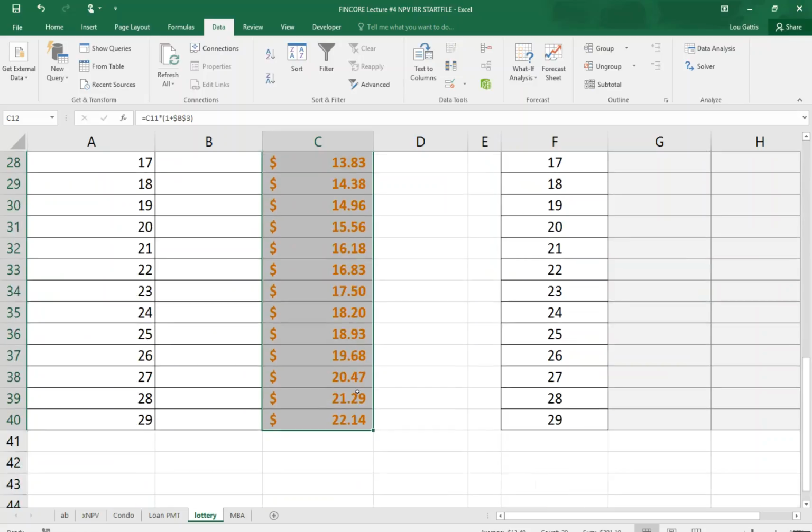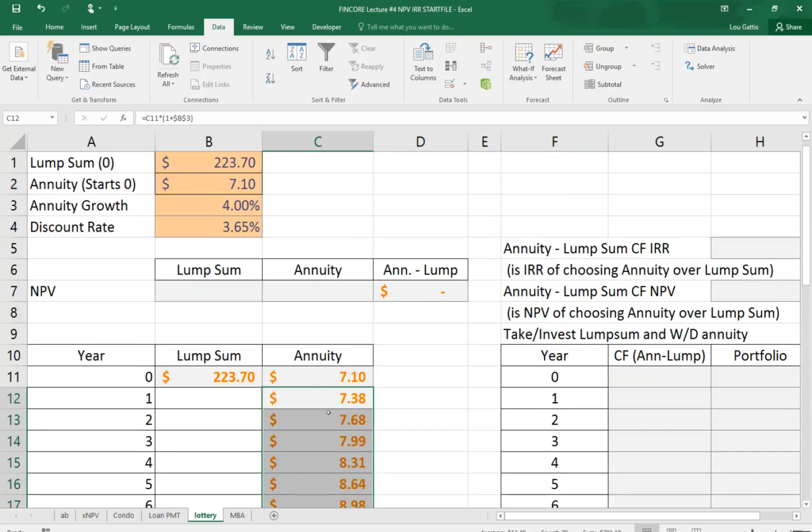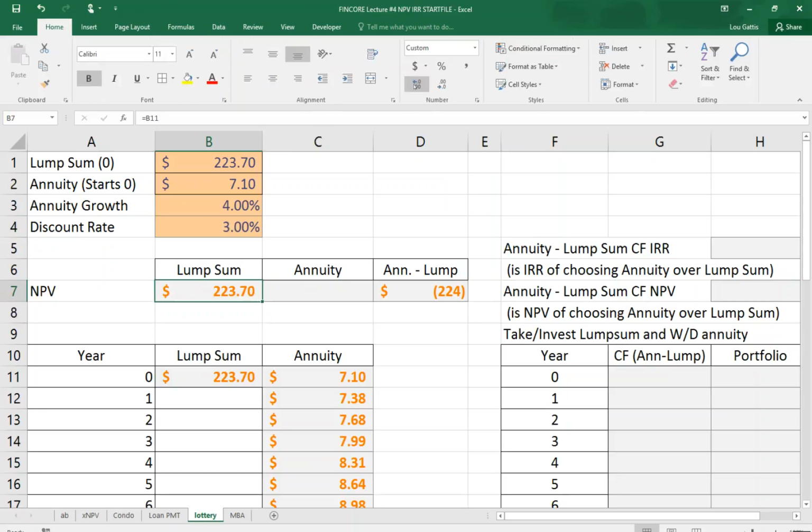So this is what my annuity looks like. This is what he's going to get for 30 years starting today. Let's change that discount rate back to 3%. And now we can calculate the NPV of the lump sum is 223, right? The present value of a payment received today is 223. I don't have to prove that.